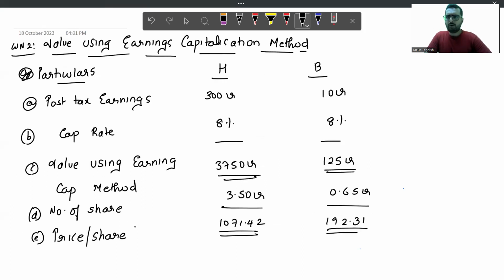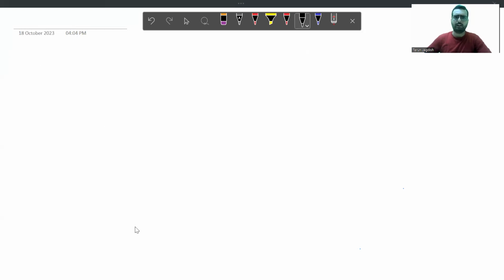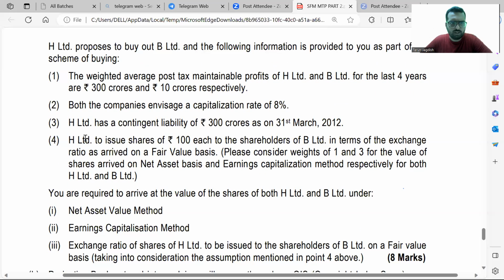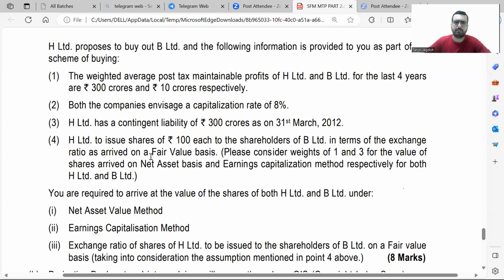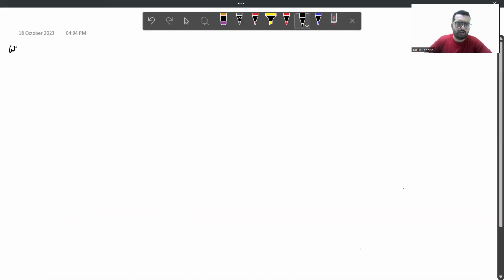All right, friends, I believe you're all done with this. Can I go to the next part? Okay. So once you're done with this, next part they have told H Limited to issue shares on the basis of the average, which is considered the weights of 1 and 3 for net assets and earnings capitalization method. All right, fine. So I will write down the next working note.